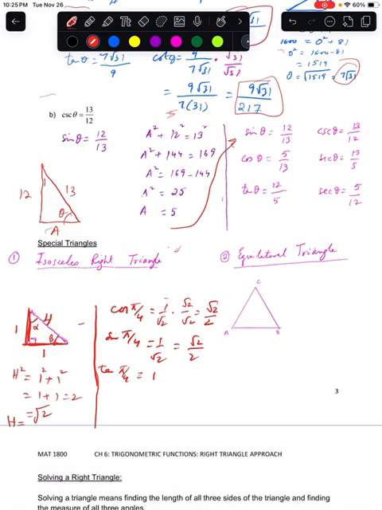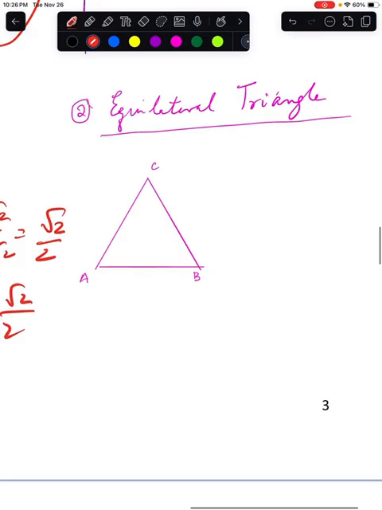Now we come to the next type of triangle, which is the equilateral triangle. So what is the property of an equilateral triangle? All three sides have the same length. So the angles will also be of the same measure. So what will that be? They are all the same.